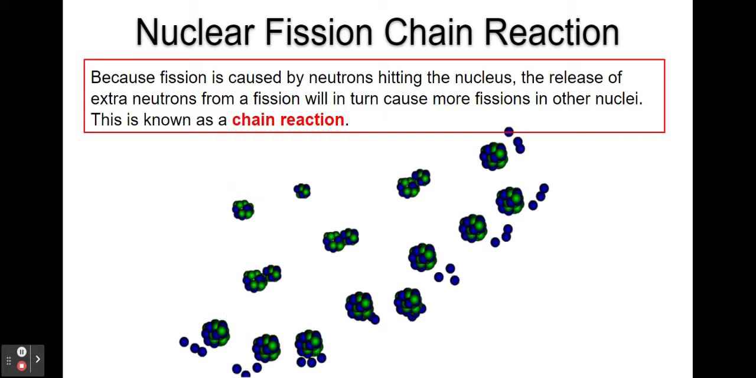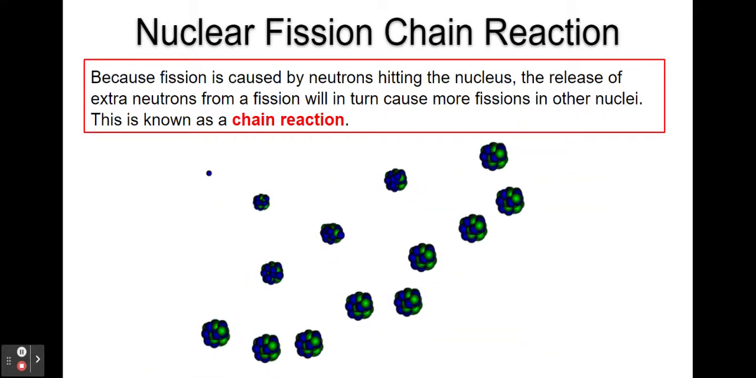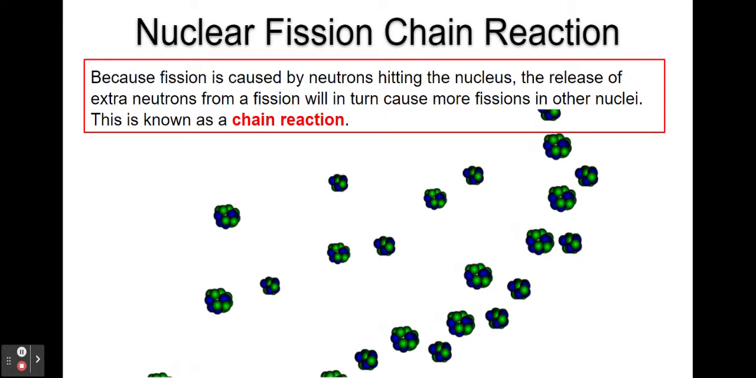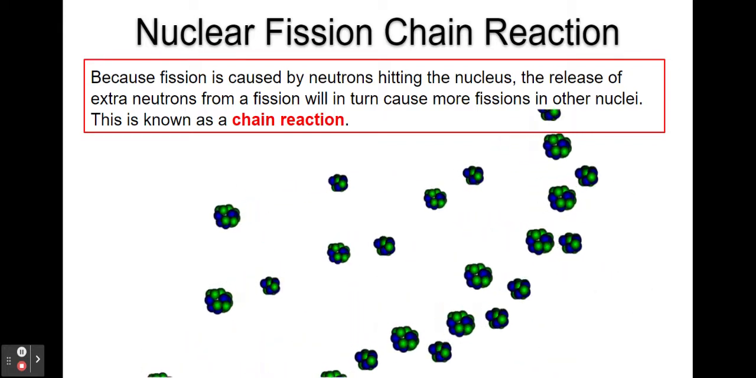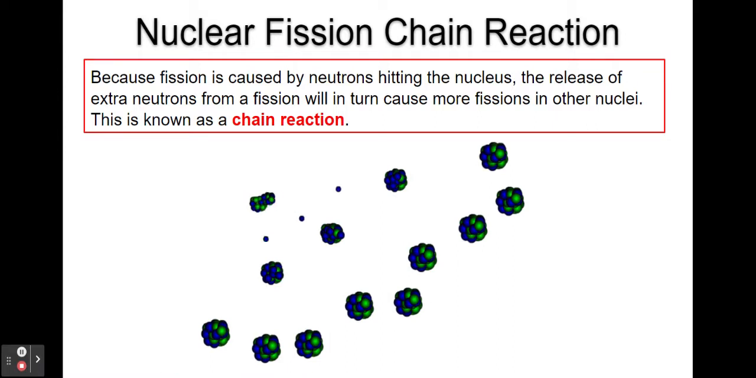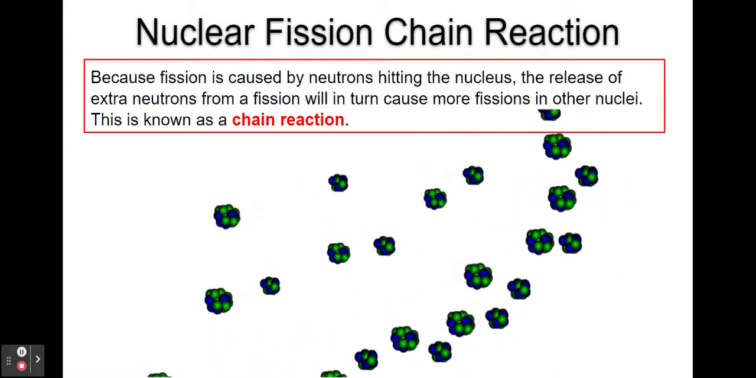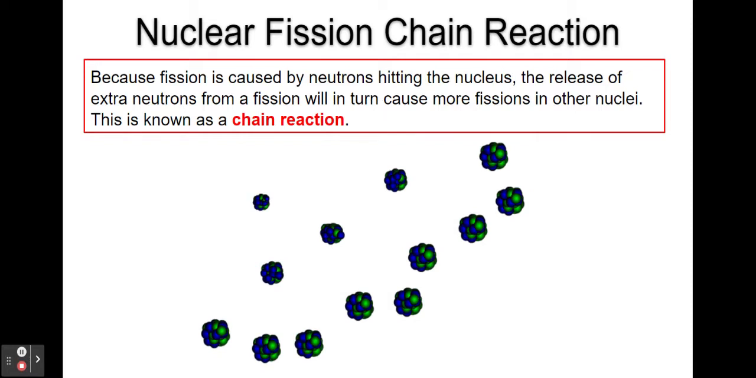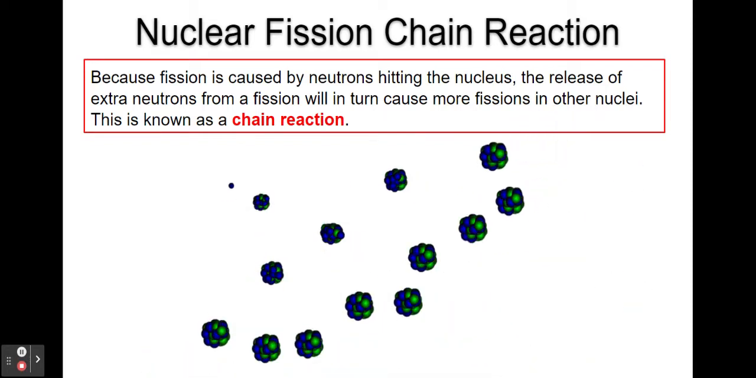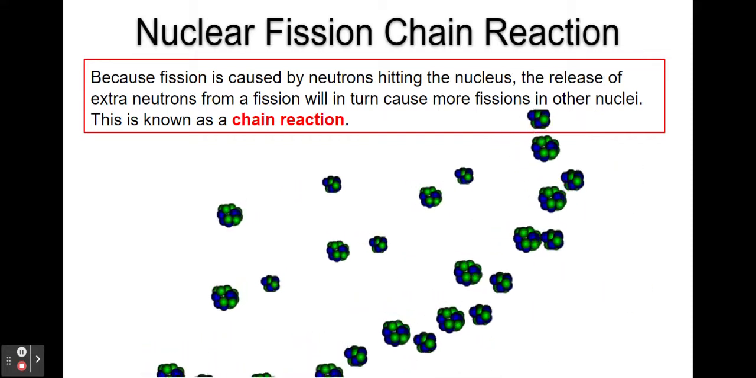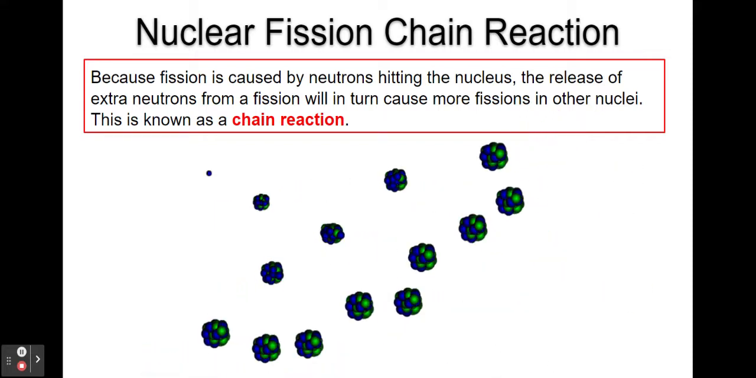So as we can see here in the little animation, the first neutron comes in from the left-hand side, splits the first nuclei, releasing three further neutrons, which collide with three further nuclei. Each of those nuclei then split, releasing three further neutrons, which can then collide with three further nuclei, and so on and so on.